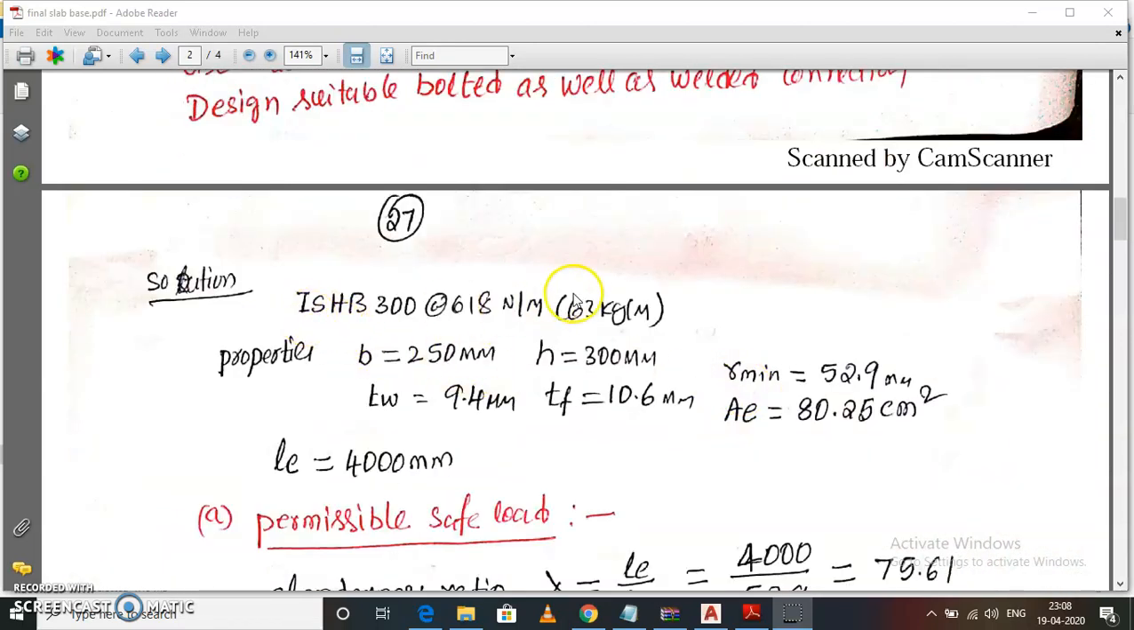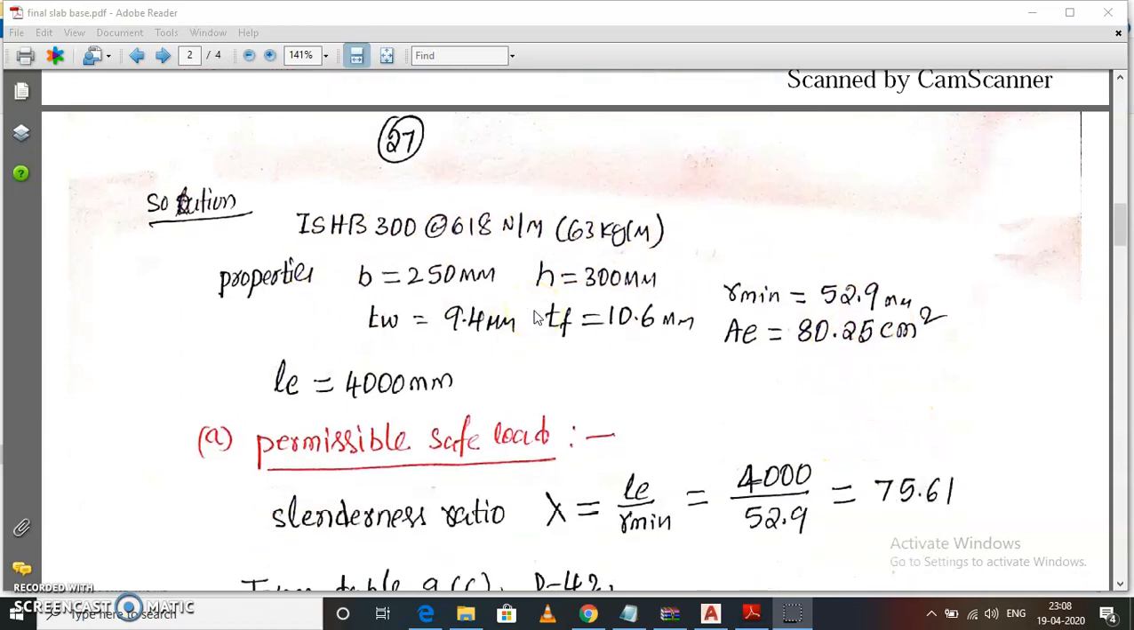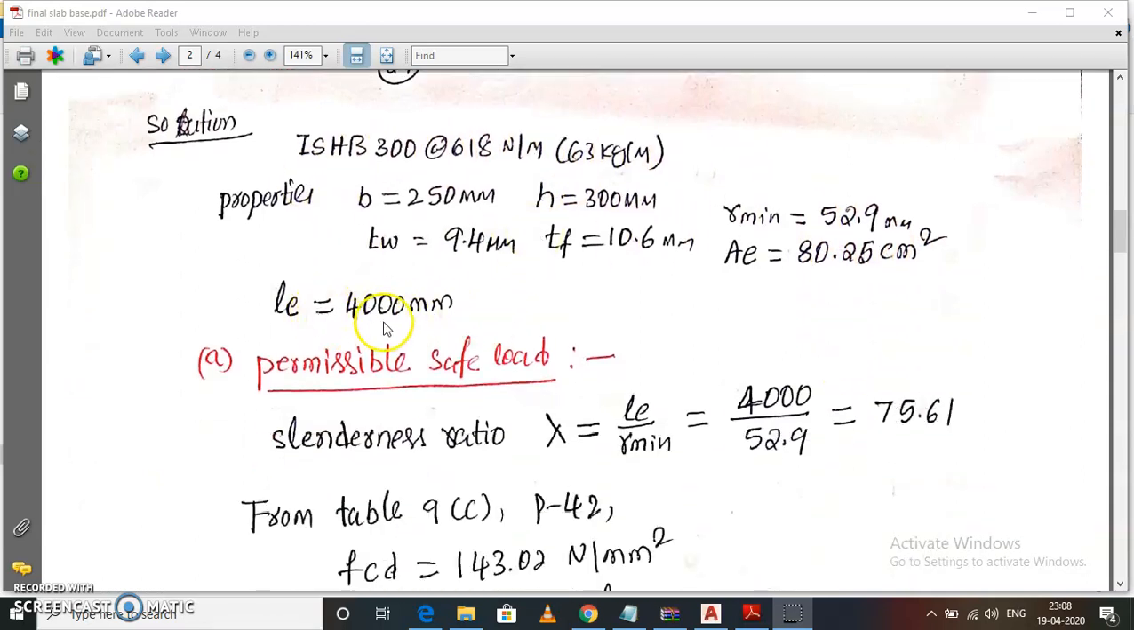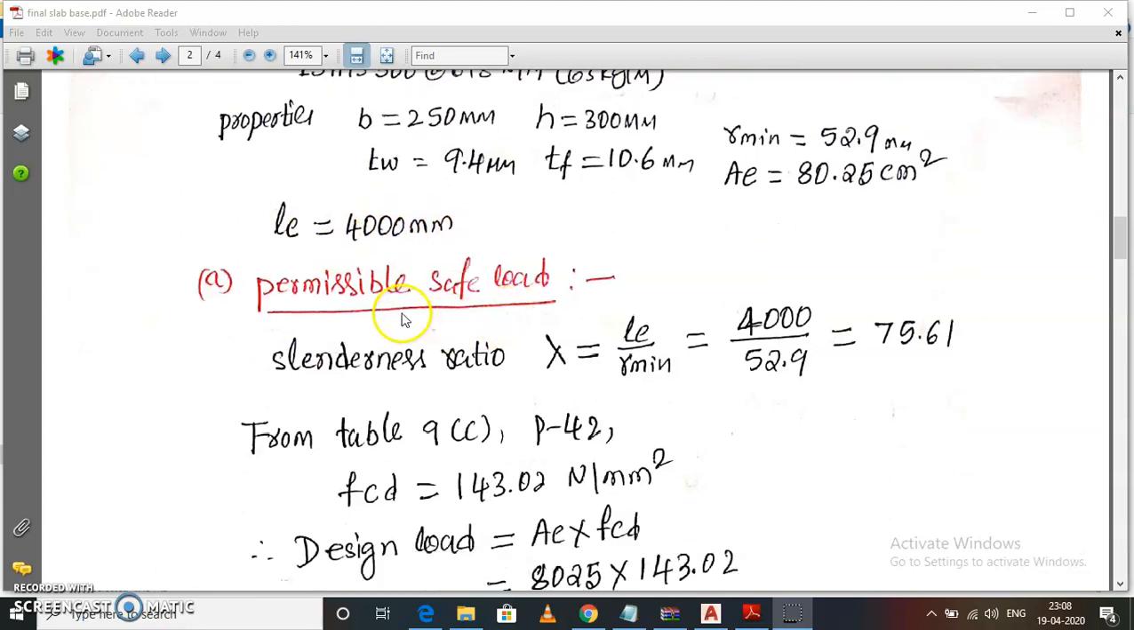So these are the section properties. B is equal to 250 mm, H is equal to 300 mm, TW, thickness of web, 9.4 mm, thickness of flange 10.6 mm, minimum radius of gyration 52.9 mm, effective area 80.25 cm squared. You can refer to these details from the steel table. The effective length is 4000 mm. The permissible safe load can be calculated by using table number 9 of page number 42, as we did in the design of compression members.